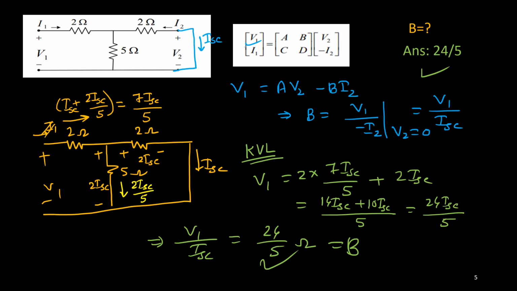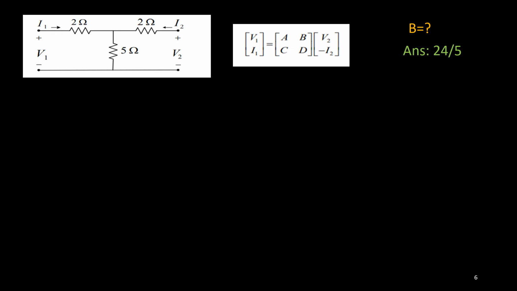Now next, I can solve the same problem using the equations only. Okay. Now from here, what you'll get? You'll get two equations. One is V1 equals A V2 minus B I2, and I1 equals C V2 minus D I2. So I need to express V1 and I1 in terms of V2 and I2. Okay, from this equation. So this is a T network.